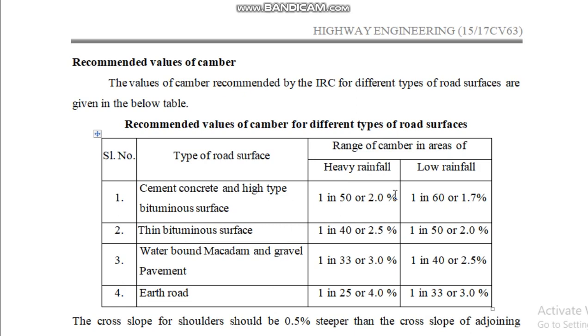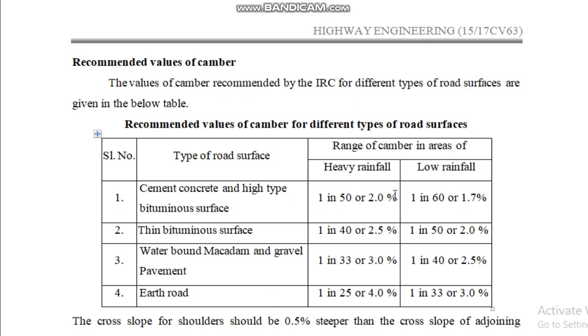When it comes to thin bituminous surface, it is slightly permeable, and if that percentage of slope is less than 2.5, then in some situations it may allow some percentage of water in heavy rainfall condition areas. So hence 2.5 is the minimum, and in low rainfall it is 2%. And waterbound macadam is more porous than the thin bituminous surface.